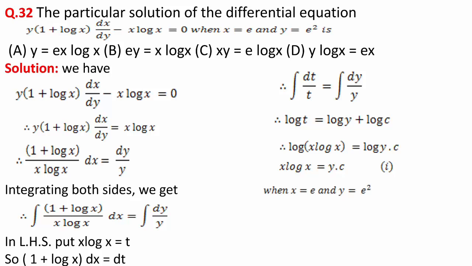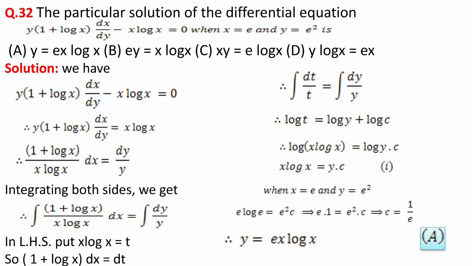When x equal to e, y equal to e square. Substituting these values, we get e log e equal to e square into c, implies that e equal to e square into c, therefore c equal to 1 by e, and therefore y equal to e x log x, and hence correct option is A.